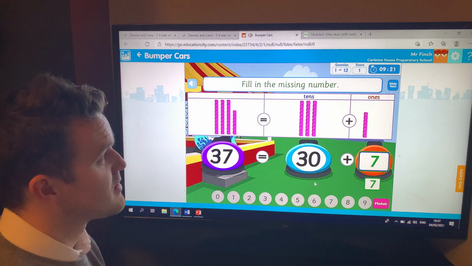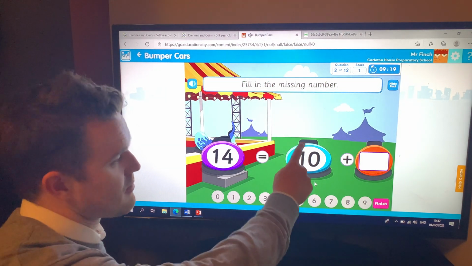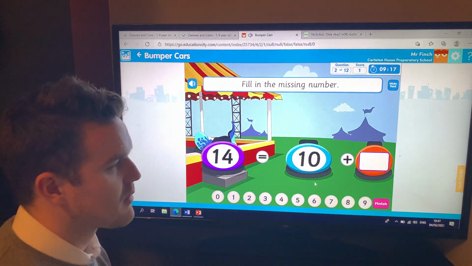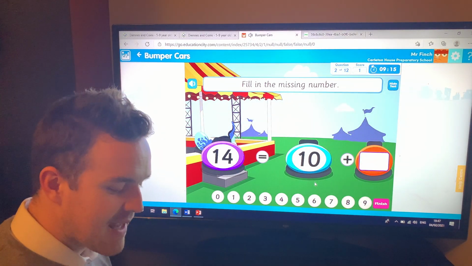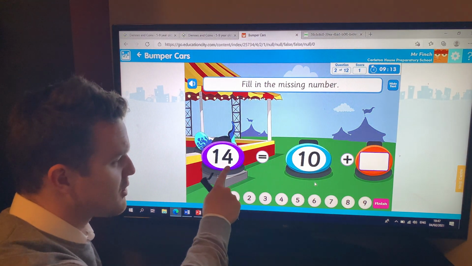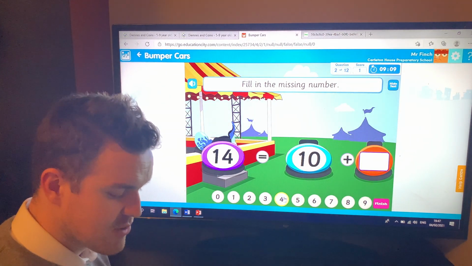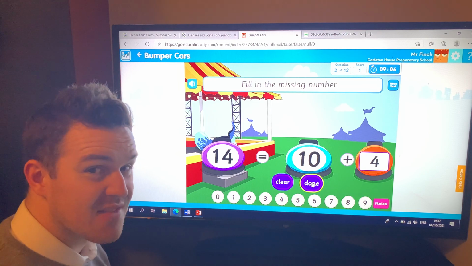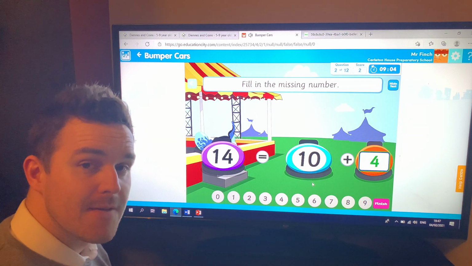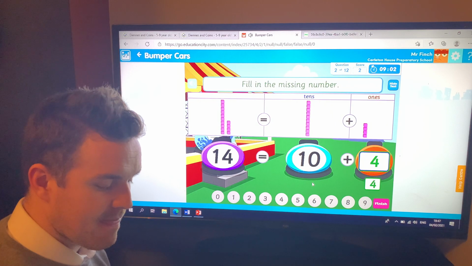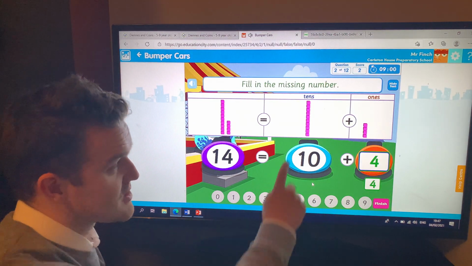And you can see the picture here. Fill in the missing number. 14 equals 10 plus something. So we know that's a 10, but what's that second number mean? Yes, we know it's 4 units, or 4 ones, so just 4, not 40, because it's not in the first column. You can see that there. 14 equals a 10 and a 4.